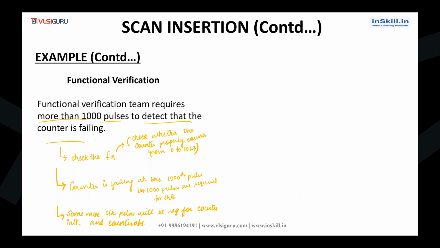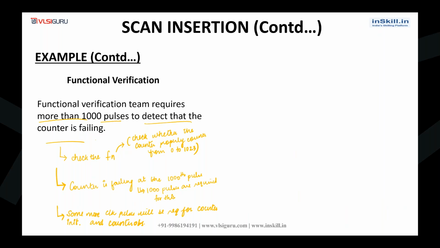The counter has to be brought to some initial state, and then the output of the counter has to be taken to some register and the register has to be read. That is what is called counter initialization and counter observation. So ultimately, we can say that the functional verification team requires more than 1000 clock pulses to tell that the counter is failing.